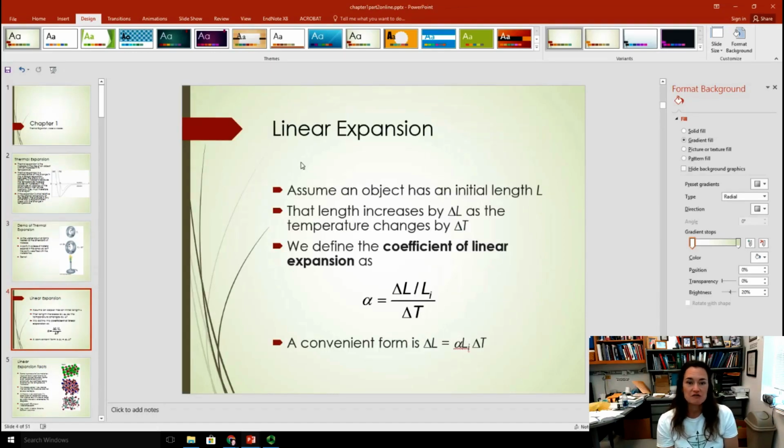Now, the equation for linear expansion is usually defined in terms of the coefficient of linear expansion, which many texts refer to as alpha. Alpha is defined as the change in the length of an object, delta L, divided by its initial length, and then that ratio divided by the change in temperature, delta T. A convenient way to write this equation is usually delta L is equal to alpha L_i delta T.